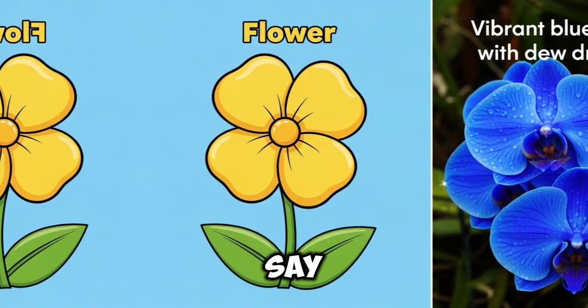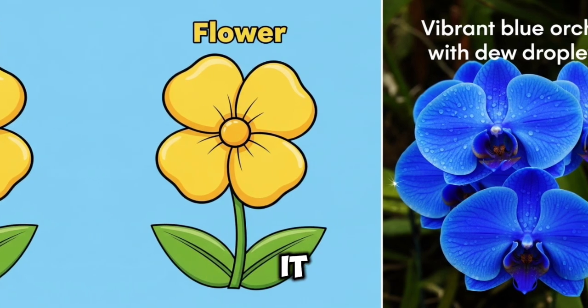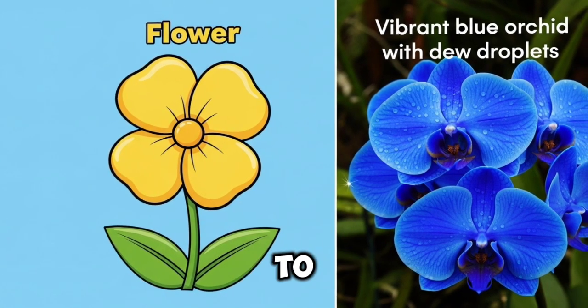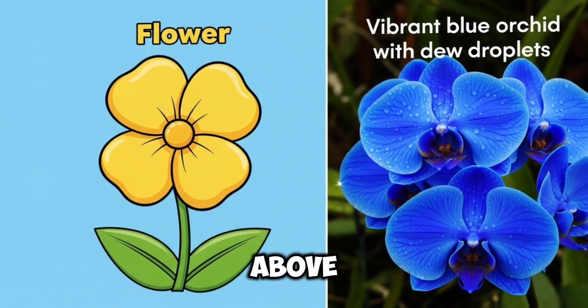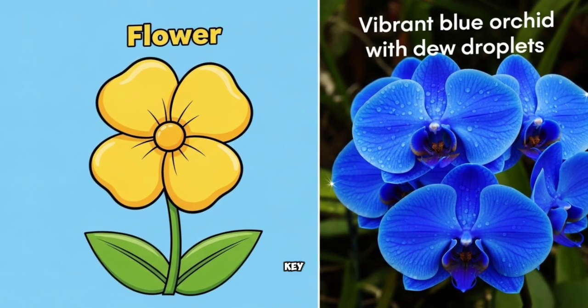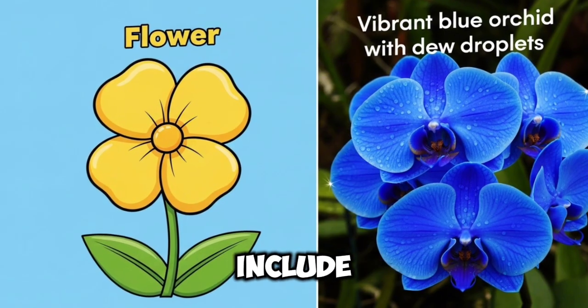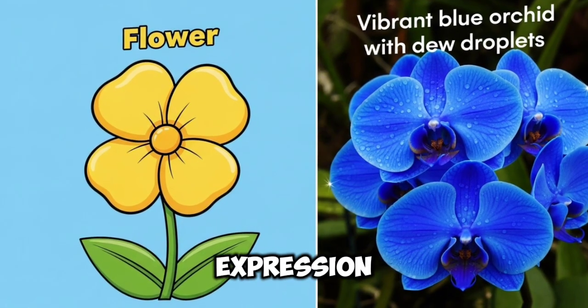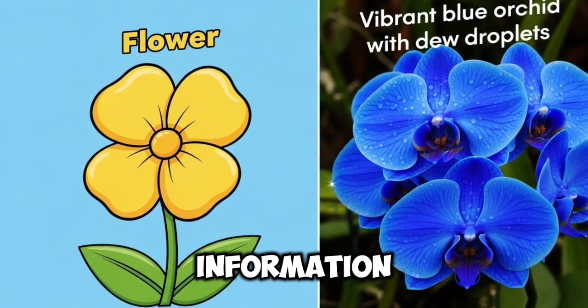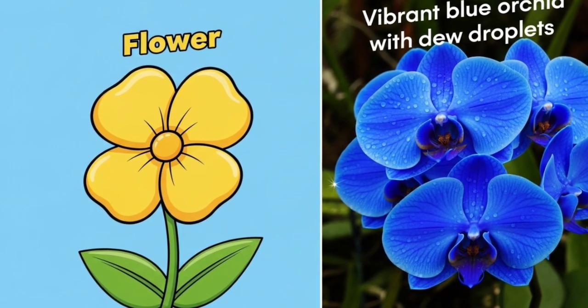Do not just say a flower. Describe it. A rare, vibrant blue orchid with dew droplets clinging to its petals, viewed from above. Specificity in size, color, texture, and state is key. For characters, include their emotion, clothing, and expression. If you only give the AI 10% of the information, you get a 10% result.